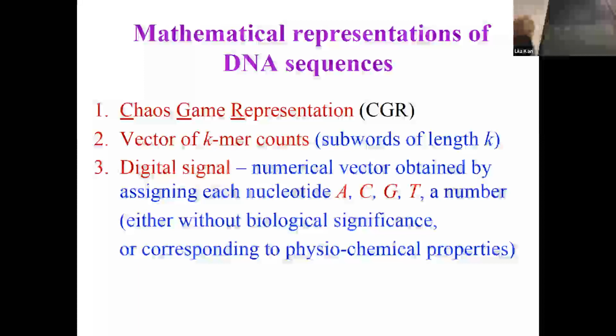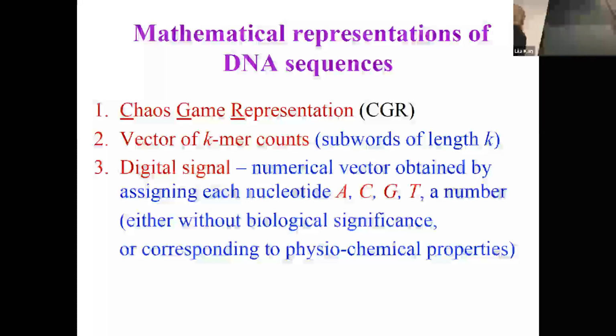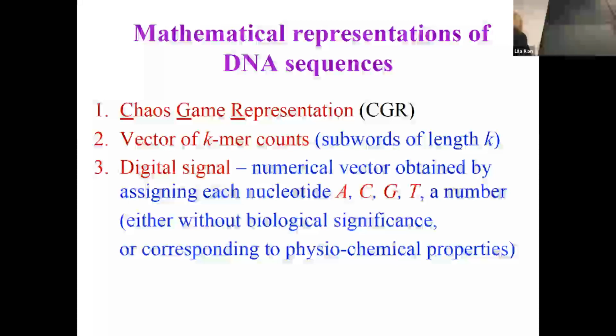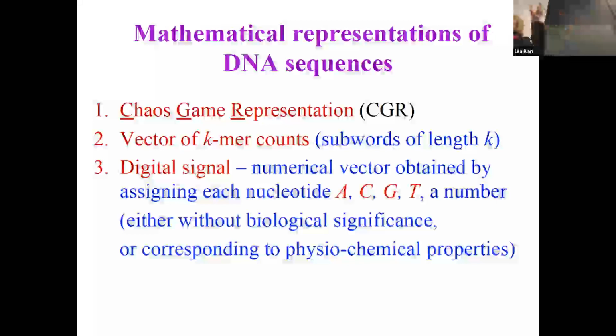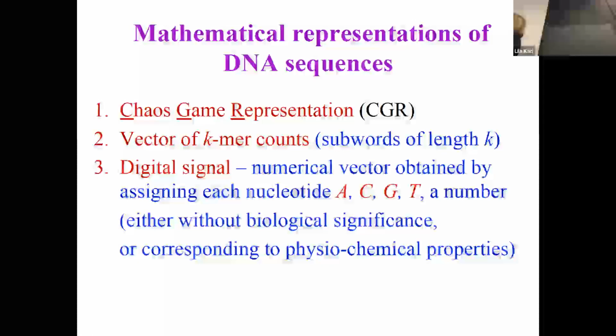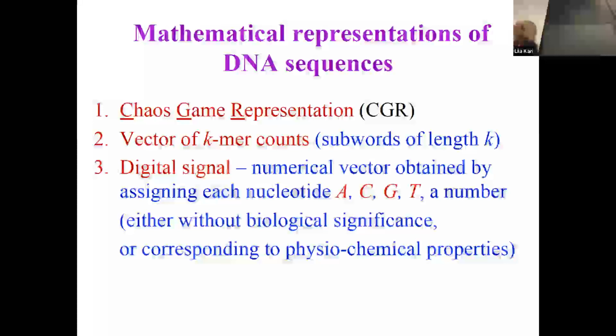Okay, so what I'm going to talk about first is what mathematical representations of DNA sequences we are using in our methods. First, I'm going to describe what is called the chaos game representation, which is a visual representation of DNA sequences. Then I'm going to talk about the connection between that and the vector of k-mer counts. What I mean by k-mer is a subword of length k. So if you think of a DNA as a sequence, and let's say that k equals 6, you have a vector that has the counts of all 6-mers, all subwords of length 6. That's a feature vector, a numerical representation.